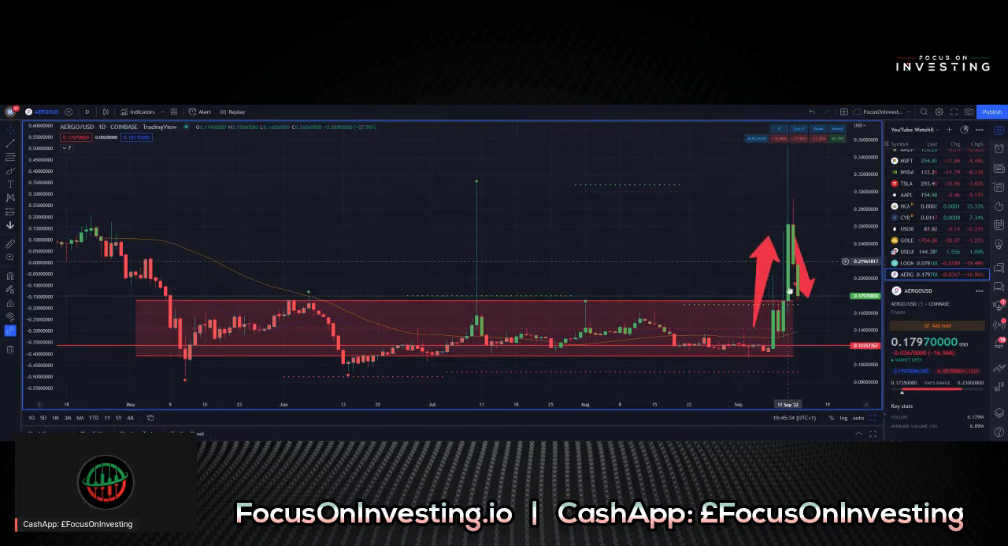Again, price comes up and comes back down to this level. Price is trading just above our predicted channel and above our moving averages. Current trend filter is green.